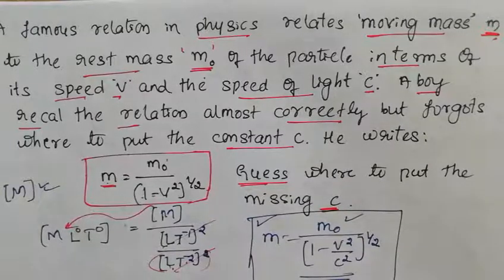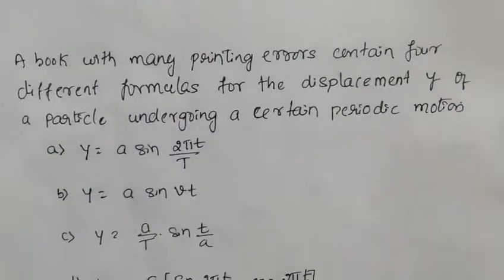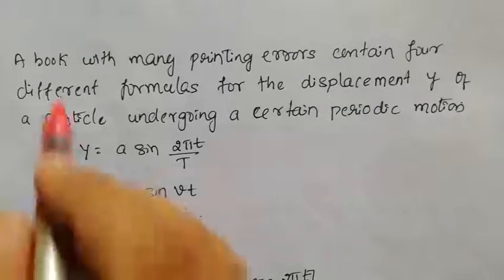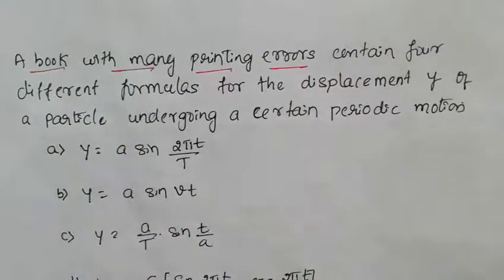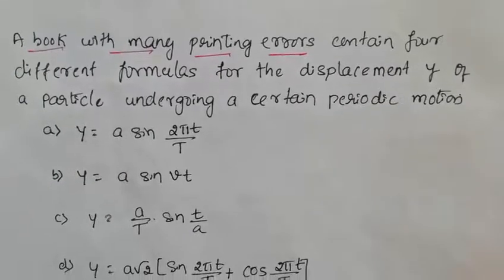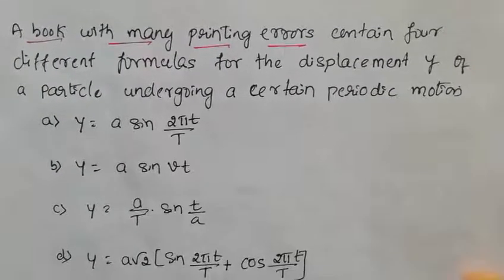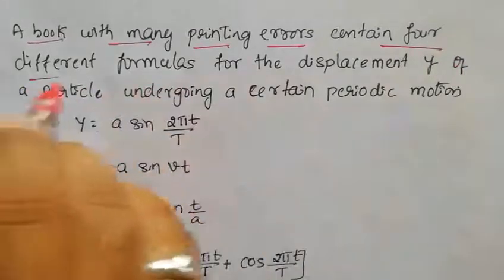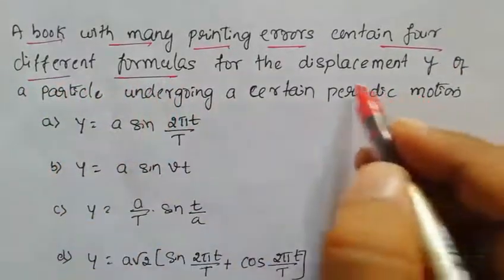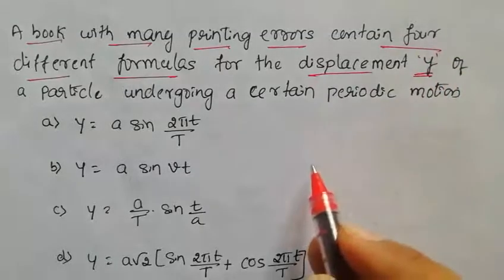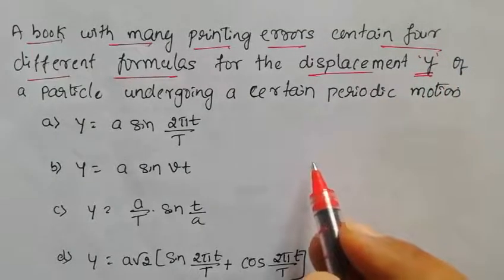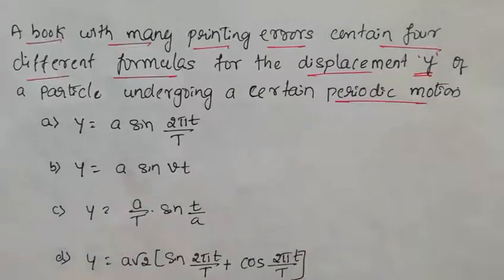Now let us look at one more question. The question is: a book with many printing errors. A book is there, and there are many printing errors in it. It contains 4 different formulas for the displacement y. For displacement we indicate y, of a particle undergoing certain periodic motion.